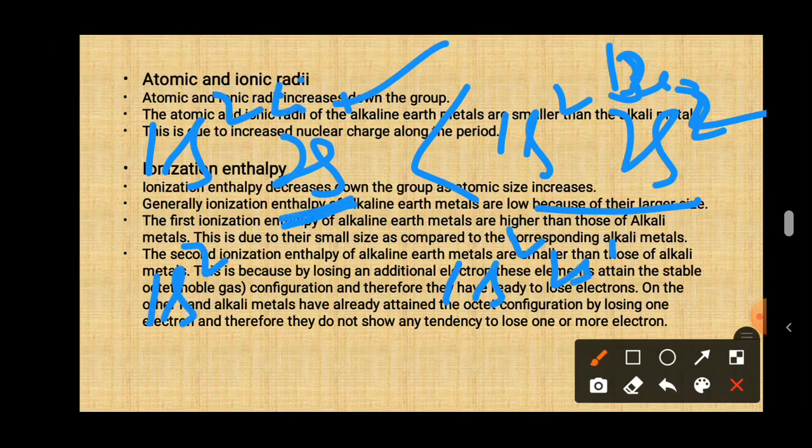Now for second ionization enthalpy, the removal of an electron from the 1s2 orbital is very difficult compared to the removal of an electron from the 2s1. So the 2s1 electron is easily removed. Therefore, the second ionization enthalpy of alkali metals is very high compared to alkaline earth metals. So this is the explanation.